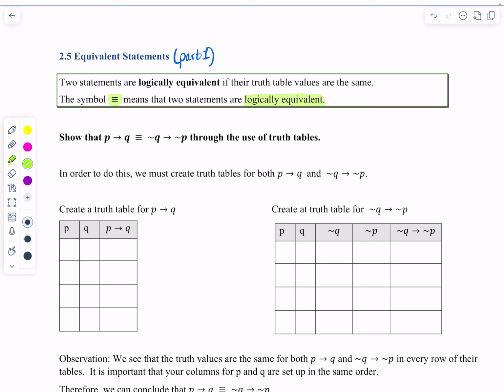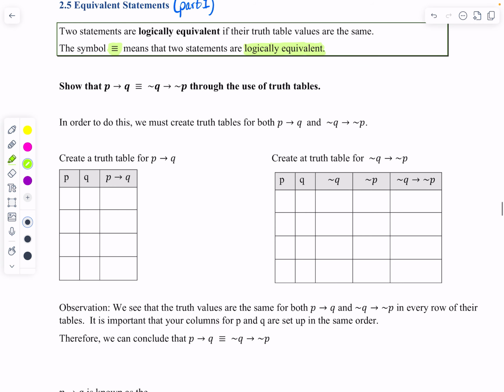So for instance, it says to show that if P then Q is logically equivalent to if negation Q then negation P through the use of truth tables. In order to do this, we must create truth tables for both if P then Q and if negation Q then negation P. All right, so I'm going to work on the left-hand side. So this is if P then Q. And we're going to work on the truth table here.